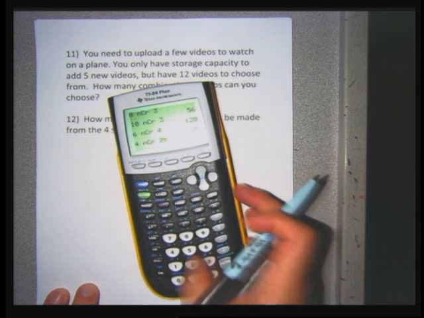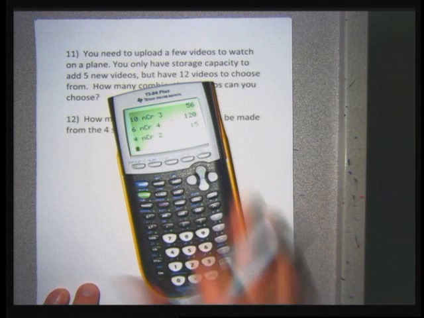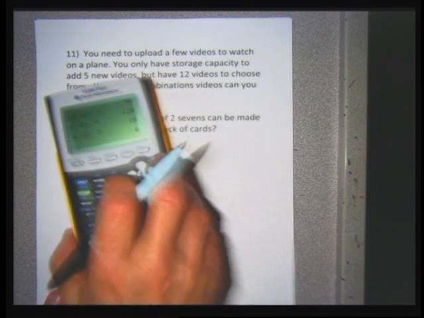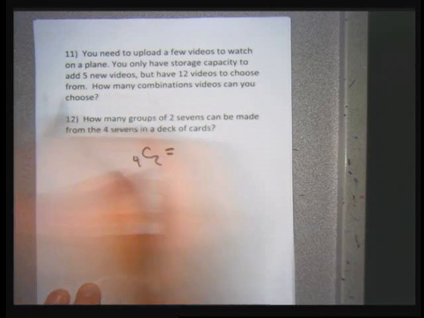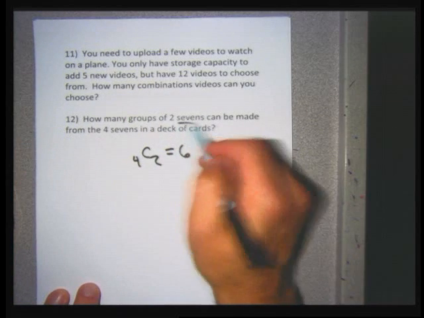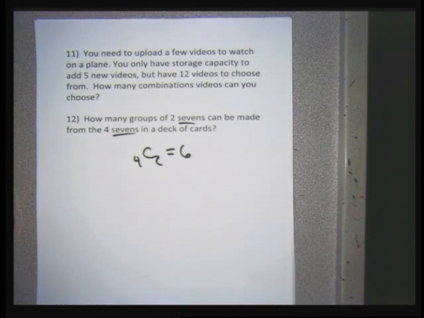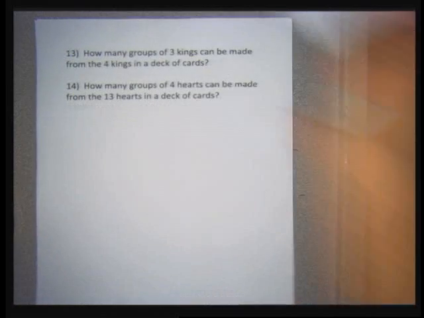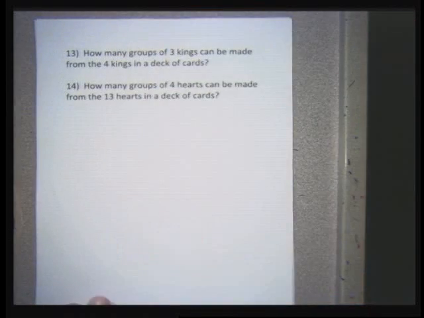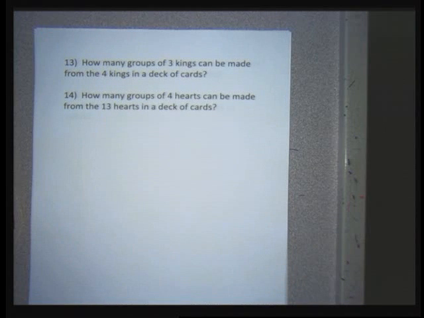So not all card problems are going to have a 52 in the work. They only have, well, in this case I'm only worried about the 7s, and there's only 4 7s. For your 13, it will work similar to my number 12.